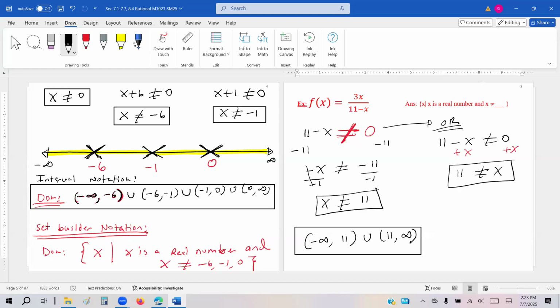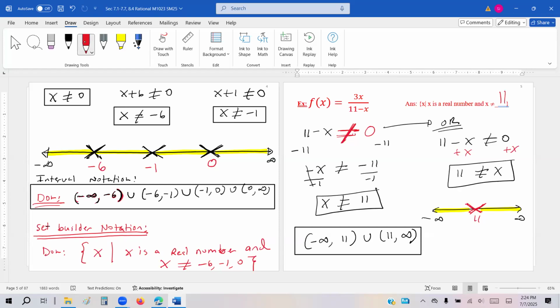So x can be everything else, but it cannot be 11. That means from the number line, we have negative infinity to positive infinity. We can take every number besides the 11. So anything before 11, anything after 11, everything else except the 11. And that's how we find the domain of a rational expression. So the set builder notation says our domain is all the x values so that x is a real number, and then x cannot be what? 11.